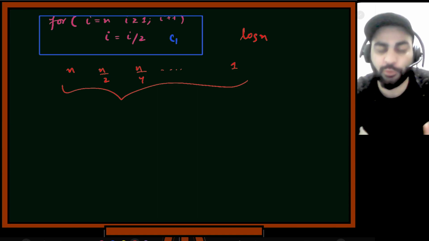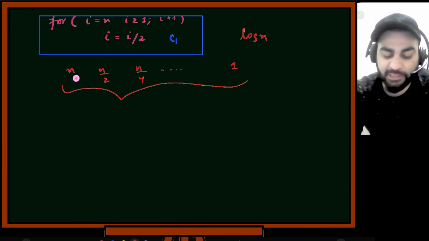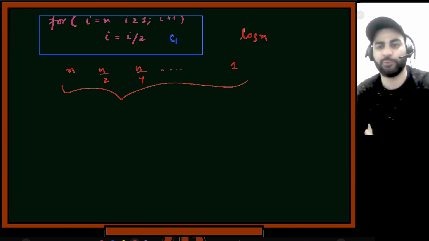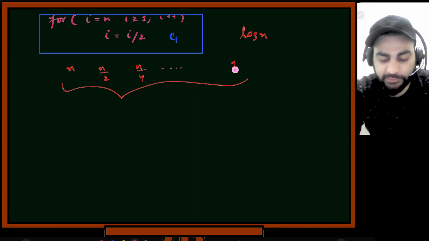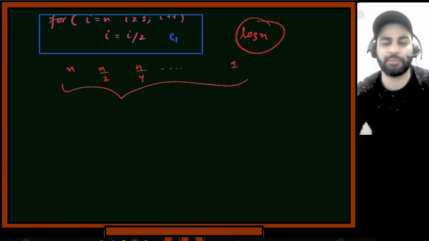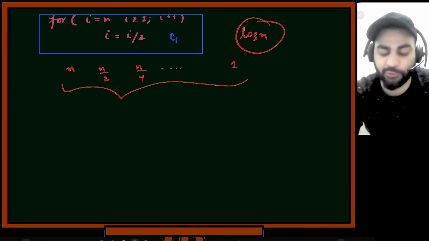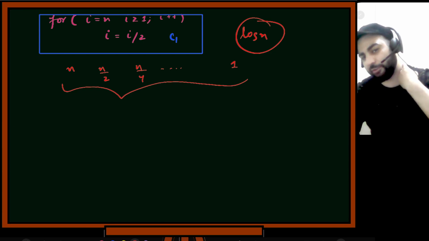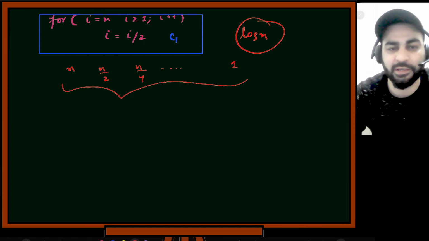So how to write it? Basically this is going from n, then n by 2, then n by 4. Each time it is decreasing by half, and I have to reach 1. How many steps will it take? It will take log n steps. You can even count these steps mathematically, but here you can directly say that this takes order log n.